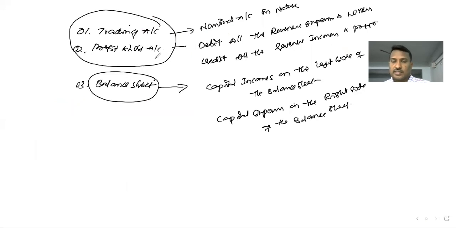Trading and profit and loss account is nominal in nature. So in the trading and profit and loss account, debit all the revenue expenses and losses, credit all the revenue incomes and profits. The balance sheet records capital incomes on the left side and capital expenses on the right side. So this is the basic information to prepare the final accounts.